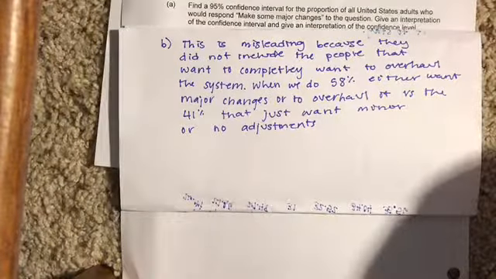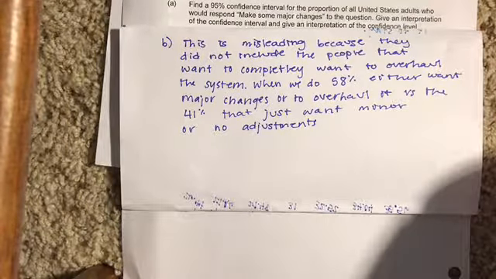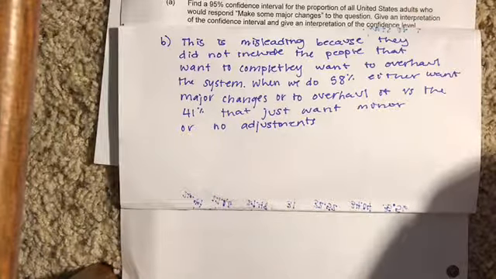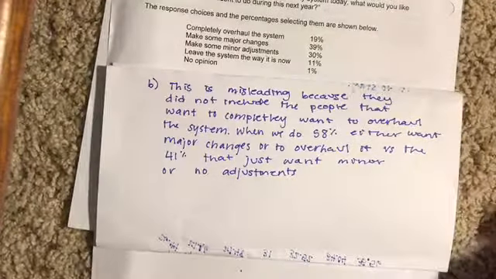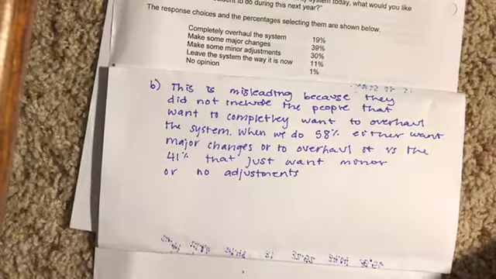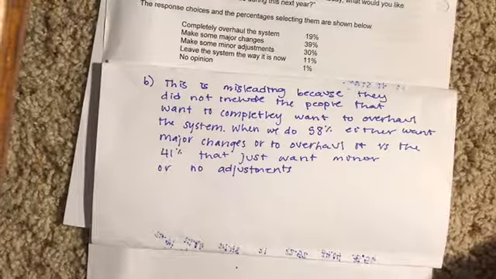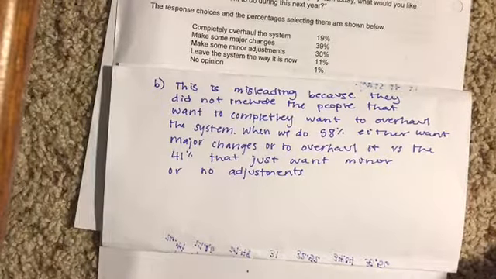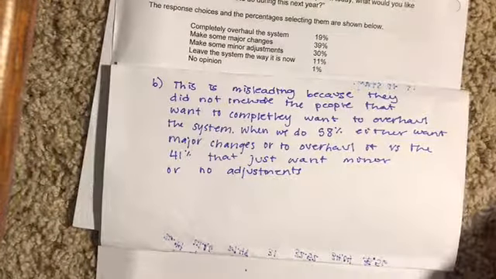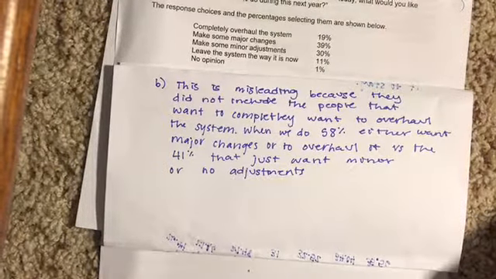So basically, this statement is misleading because they did not include the people that wanted to completely overhaul the system. They just included the people that wanted the major changes. So when you add the major changes and the people that want to overhaul the system, that comes to a total of 58% versus the 41% that just want minor changes or to leave the system how it is. So really more people would rather change it completely or overhaul it than to leave it the way it is.